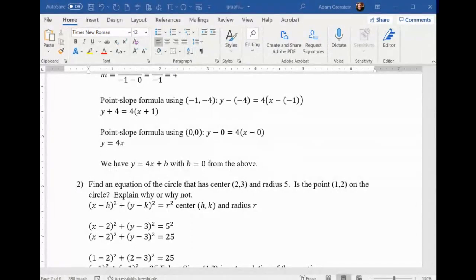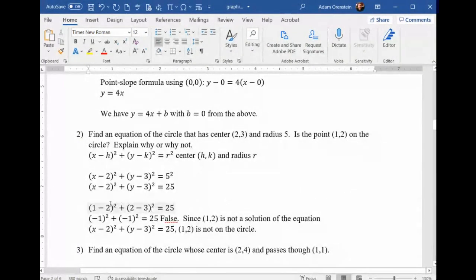Now, does that happen? Well, let's see. Scroll down a bit. If you plug in x = 1, y = 2, we plug it in here, as you can see. On the left here, you get -1 squared plus -1 squared. On the right, though, you're not going to get 25. So this is not true. So this is not a solution of the equation. It's not on the circle.